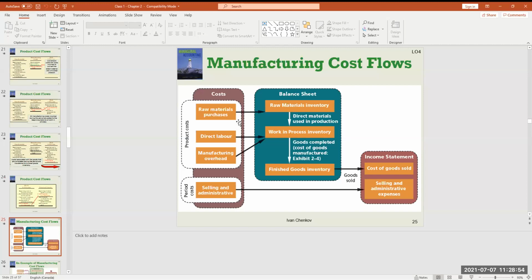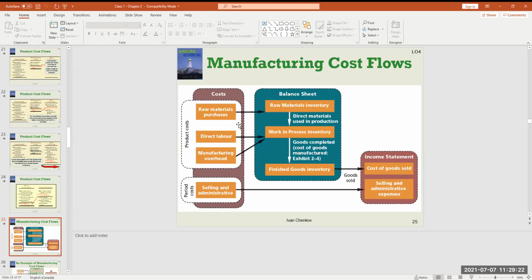So the flow of the information is this: cost, which is the product cost, which is raw material, direct labor, manufacturing overhead, first going to the balance sheet. Raw material has a separate account, which is the raw material account. Raw material is going to move to the work in process account. There, in work in process, the three product costs meet. So there we're going to have direct material, direct labor, manufacturing overhead.